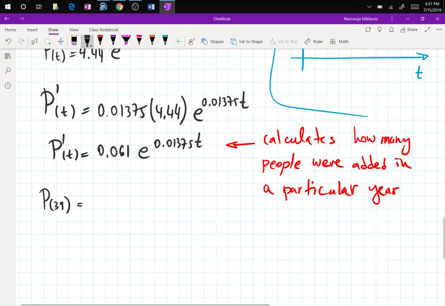So now you will have 0.061, get that calculator ready, e to the 0.01375. So you have to work out the exponent first, because you are multiplying the exponent by 39. Then e to that number. What happened? You need a prime on top of P, that's the derivative, right? Of the function. Oh, yes, thank you. Prime, right here, P prime of 39.